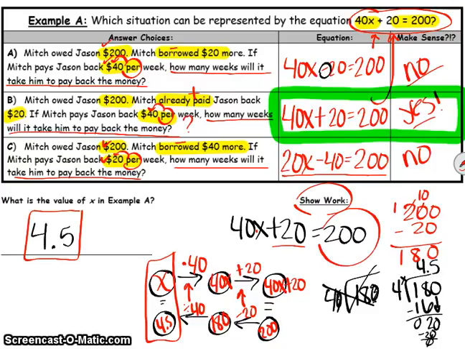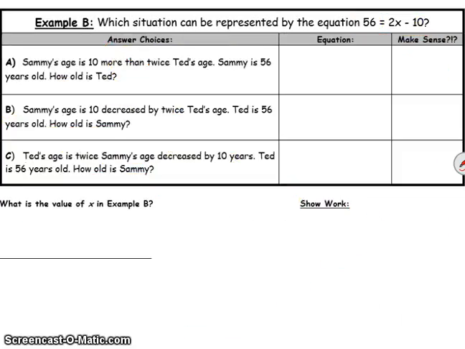If you flip that paper over to example B, example B says, which equation can be represented by the equation 56 is equal to 2x minus 10? So I want to highlight this, and all I'm trying to do is find the scenario that matches my equation. So letter A says Sammy's age is 10 more than twice Ted's age. Sammy is 56 years old. How old is Ted? So the very first thing I need to do is highlight the important things.